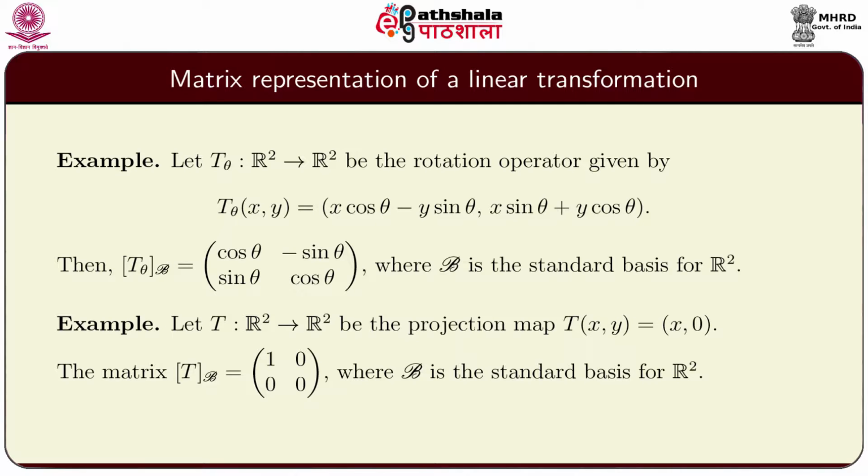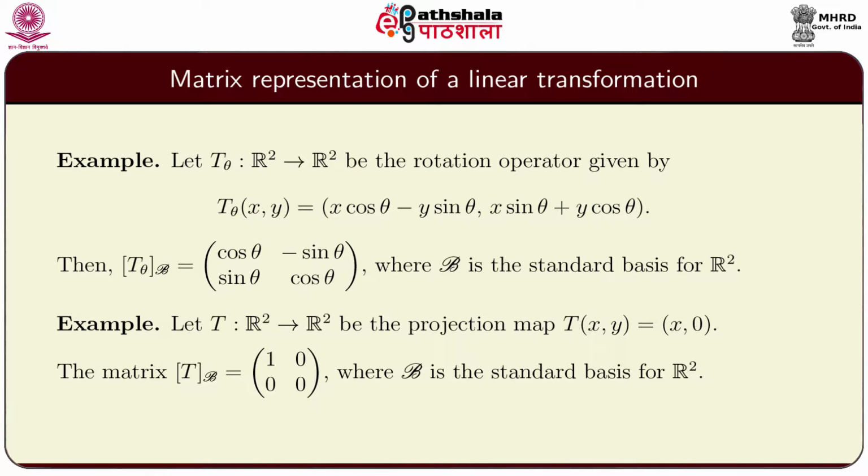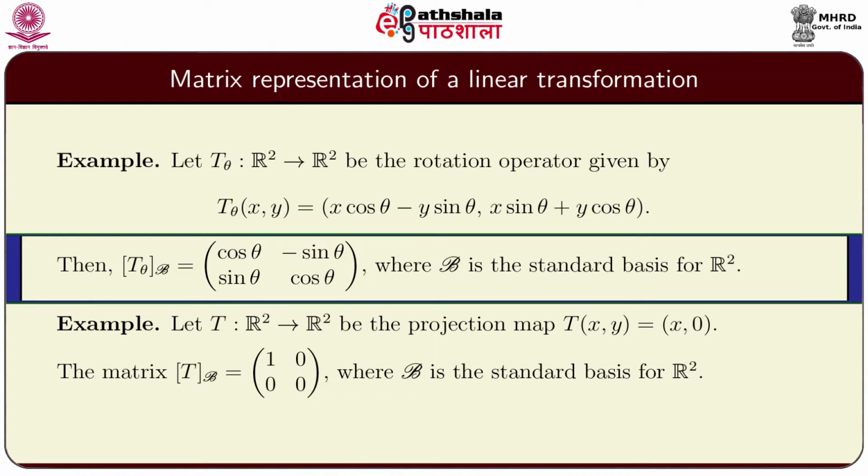Suppose that T theta denotes the rotation operator on R2 given by T theta of (x, y) is equal to (x cosine theta minus y sin theta, x sin theta plus y cosine theta). Then the matrix representation for the linear operator T theta with respect to the standard basis for R2, which is E1, E2, would be this matrix with the first row cosine theta, minus sin theta, the second row sin theta, cosine theta. Well, how does one get this matrix?